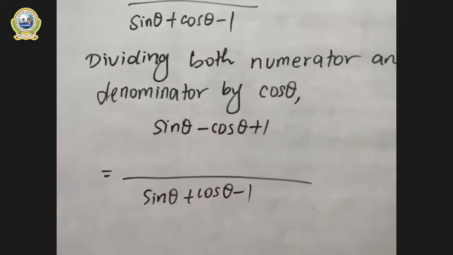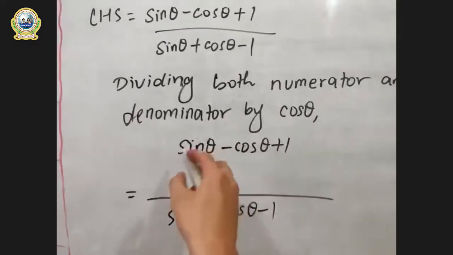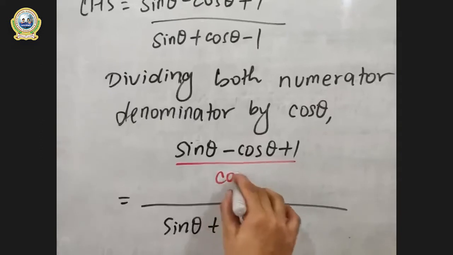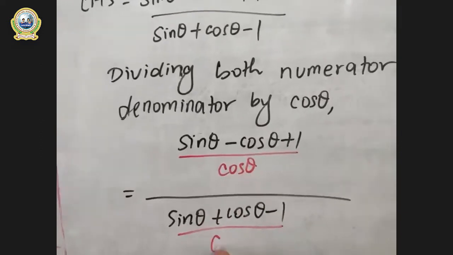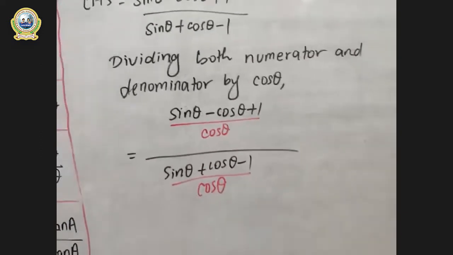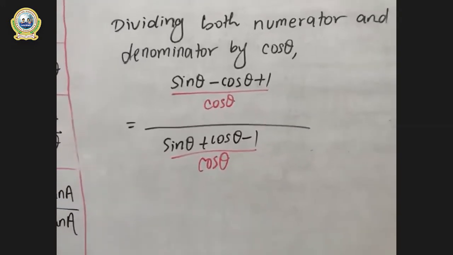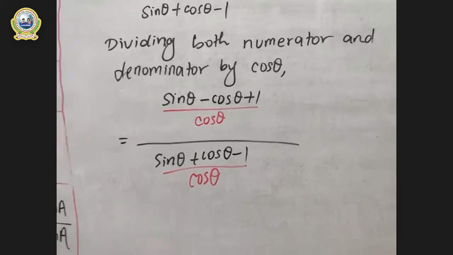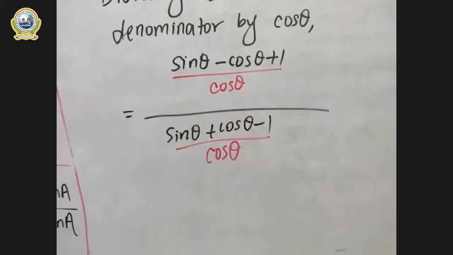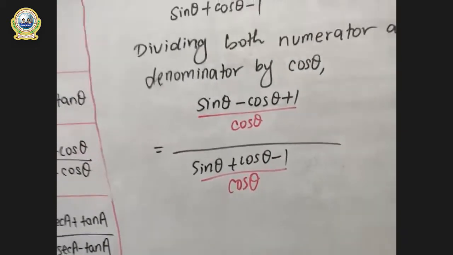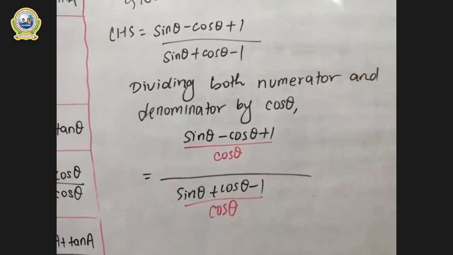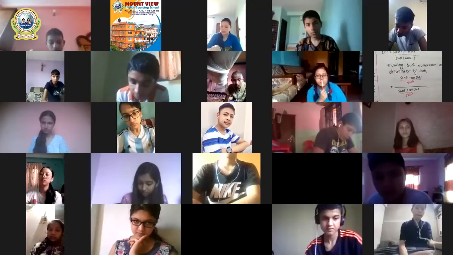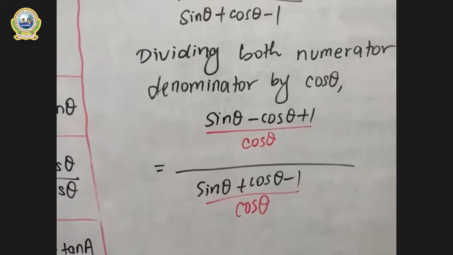Let me use the next color. Now we can write here cos theta and cos theta. Are you clear? Now this is called dividing both numerator and denominator by cos theta. We can do this, right? Because these two red color terms can be cancelled easily, and you will obtain the LHS in a similar format. So divide both numerator and denominator by cos theta.